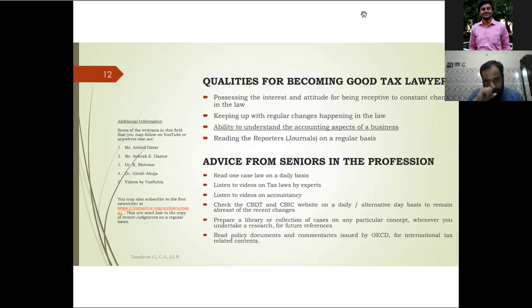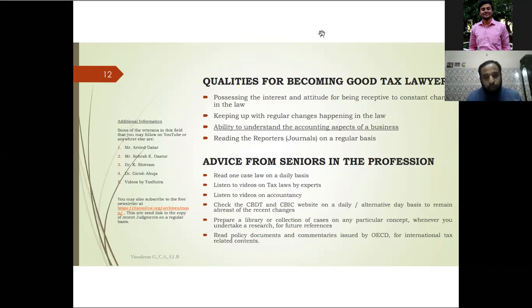Then you have to understand accounting aspects. See, everybody dreads tax for this reason, that we don't know accounts, so how would we be able to understand tax? Believe me, that's not the case. I have seen a lot of professionals, including my own senior, who is not a chartered accountant and has not done any chartered accountancy related course, but he is able to understand with practice.